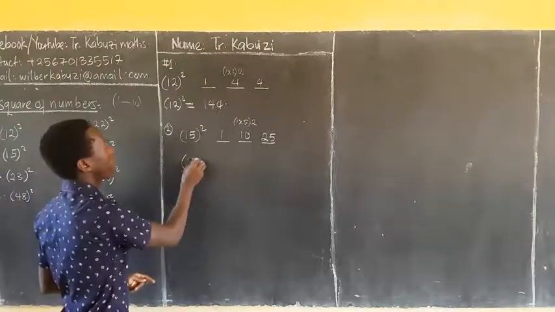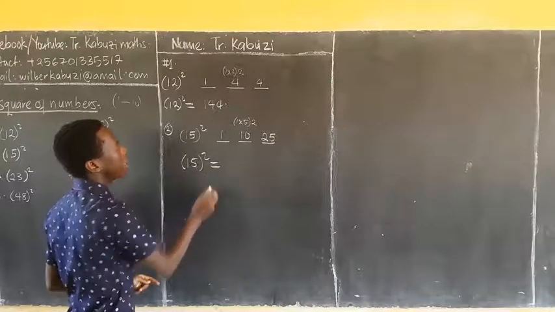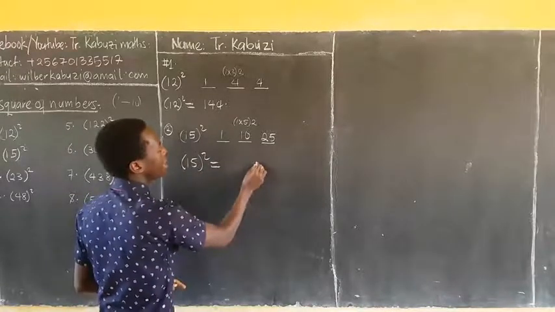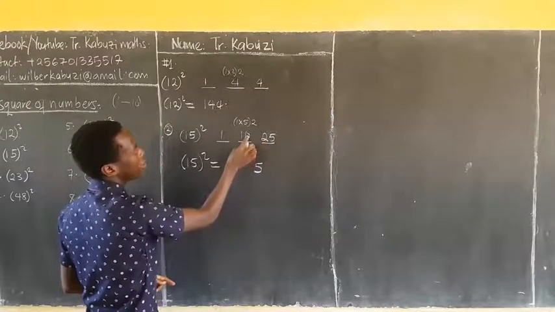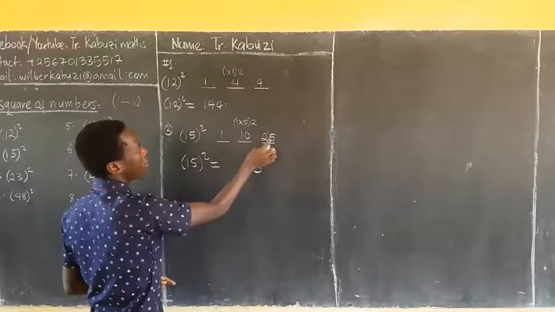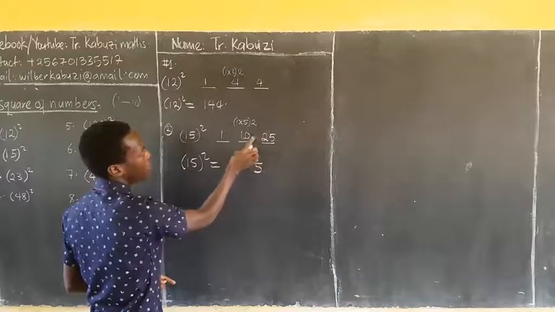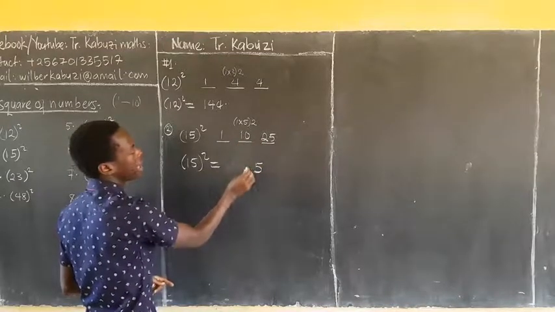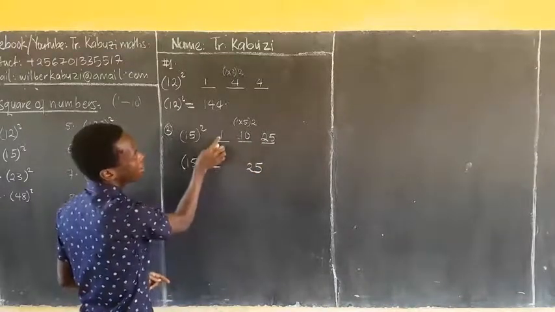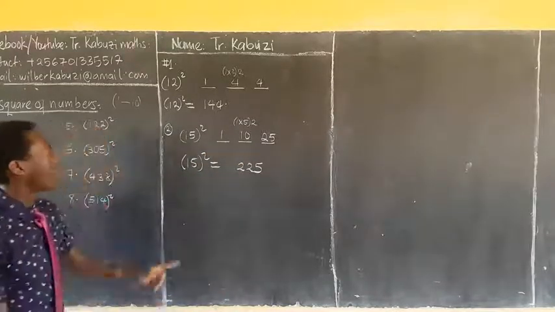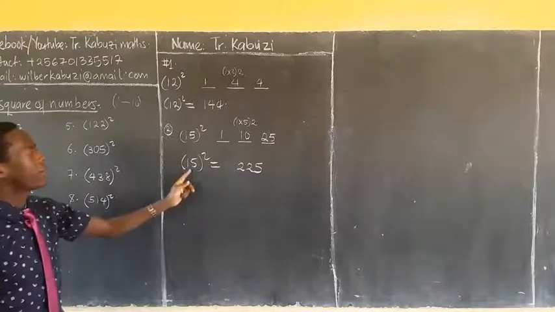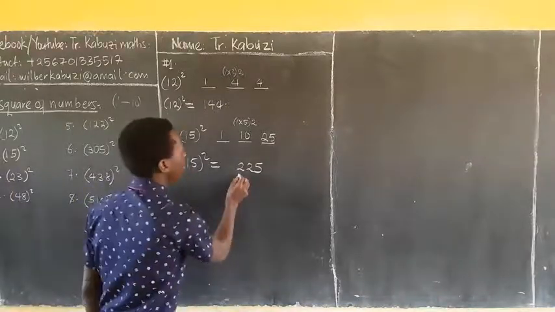Now your 15 squared will be, you write this 5, you carry this 2 here. So 0 plus 2, you get 2. Now you carry this 1 here. You say 1 plus 1, you get 2. And I'm sure when you press the square of 15, that's what you get.